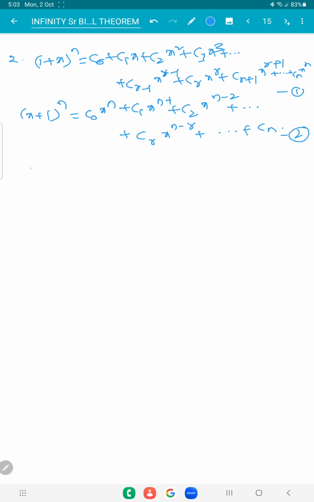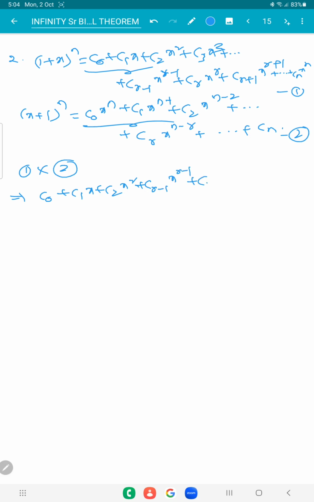Multiplying these two, 1 into 2. First let us write the right hand sides first. These right hand sides should be multiplied first. 1 into 2 implies that first c0 plus c1 x plus c2, be more careful about that, plus c3 x cube, you don't need to write, let us write cr minus 1 x power r minus 1 plus cr x power r plus cr plus 1 x power r plus 1 plus and so on plus cn x power n. This is the right hand side of the first equation.